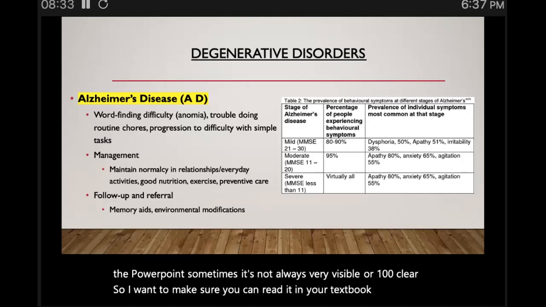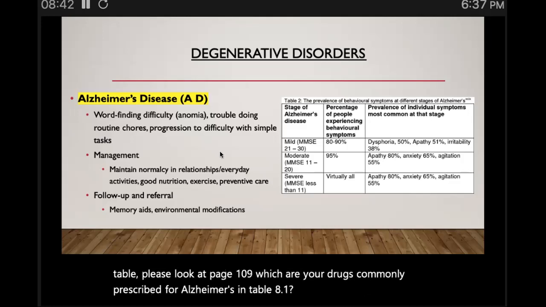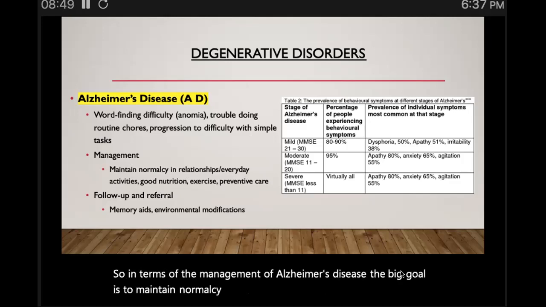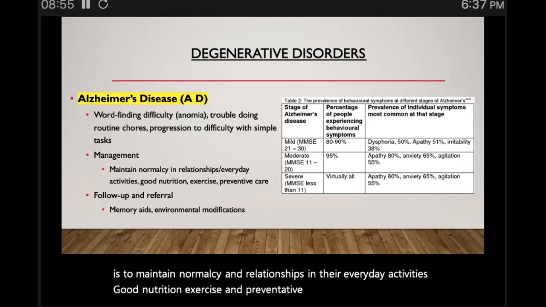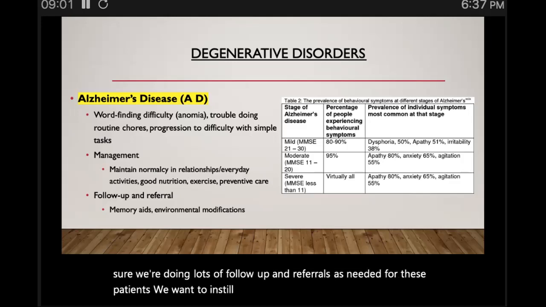Another table, please look at page 109, which are your drugs commonly prescribed for Alzheimer's in table 8.1. So in terms of the management of Alzheimer's disease, the big goal is to maintain normalcy in relationships, in their everyday activities, good nutrition, exercise, and preventative care. We want to make sure we're doing lots of follow-up and referrals as needed for these patients. We want to instill memory aids and environmental modifications to make sure these patients are safe.